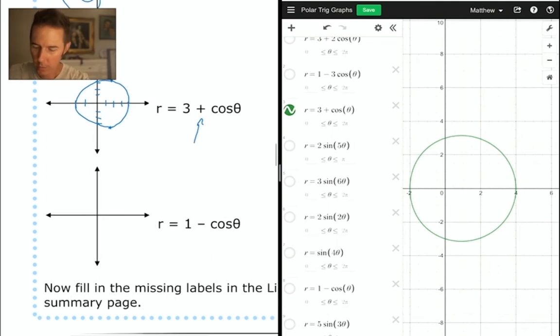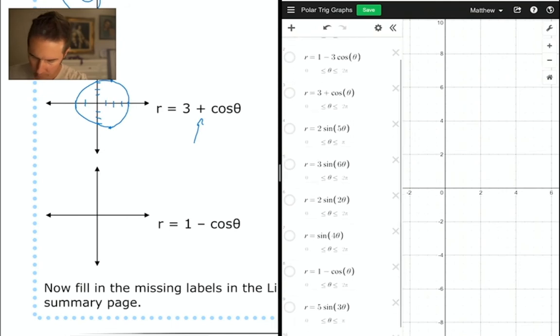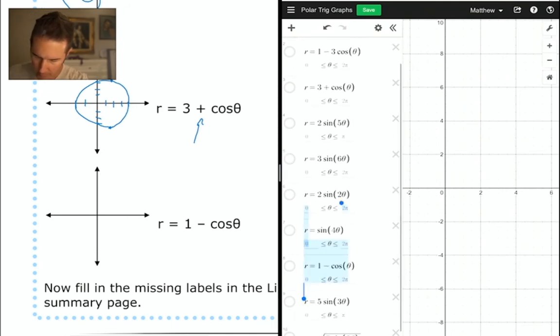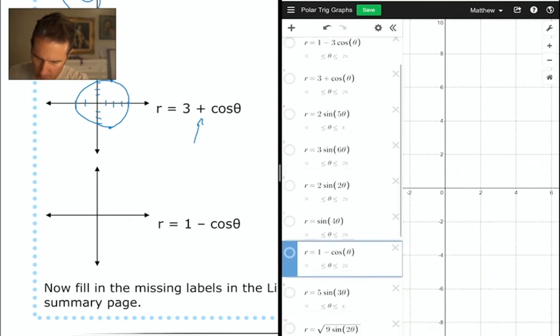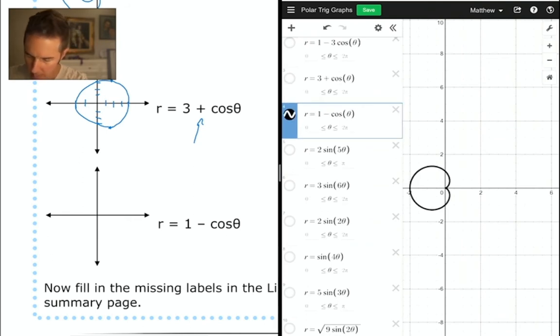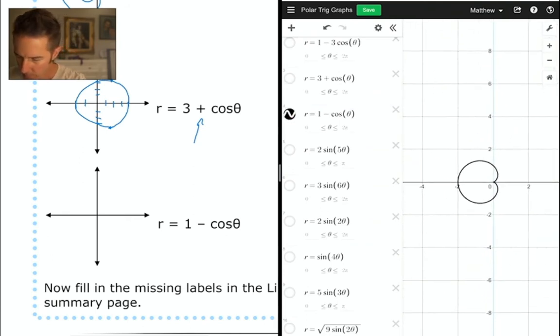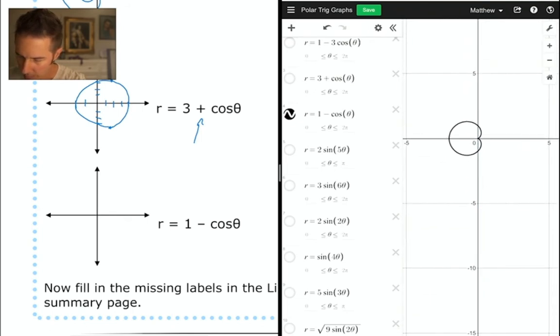And the last one, 1 minus cosine. Oh, that's not right. Where did it go? Oh, there it is. That's one of the ones that got moved around. No, now we're highlighting. We don't want to do that. How do I move it up there? There we go. I want it right here. And I want to turn it on. There we go. All right, square it up. Come on now. Get it together.